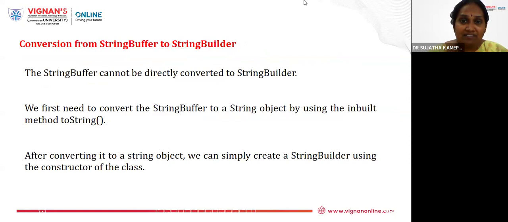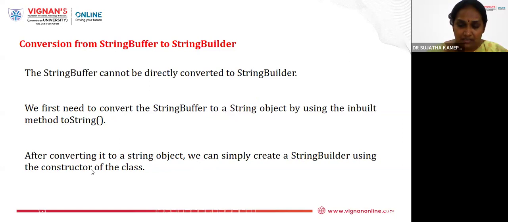First, we need to convert the string buffer to a string object, and then convert it into a string builder. How do we convert a string buffer to a string object? By using an inbuilt method, which is nothing but toString. toString is the inbuilt method available to convert the string buffer into a string. After converting it into a string object, we can simply create a builder class using the constructor.